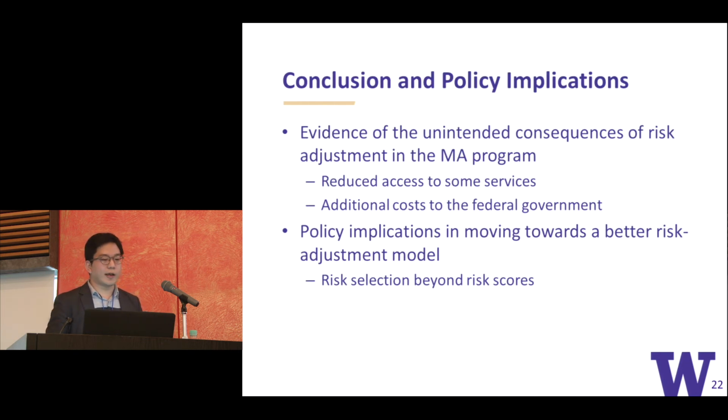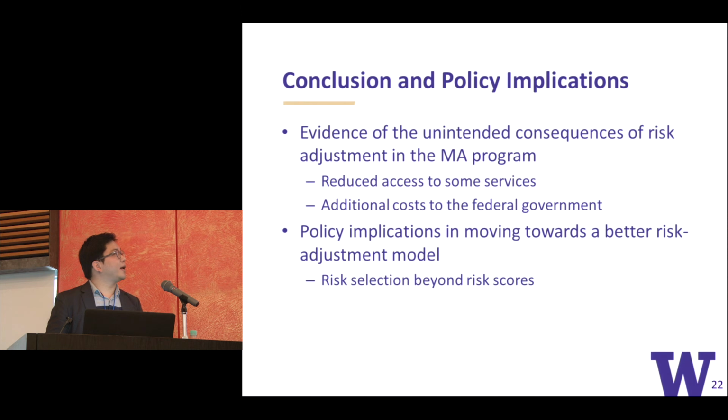And this study shows the evidence of the unintended consequences of risk adjustment in the Medicare Advantage program. And this resulted in two adverse impacts. First, it reduced access to some types of services, which may affect quality of care or quality of life later. And it also incurred additional costs to the federal government because MA plans could save costs by simply transferring unprofitable people to the FFS plans, which is directly operated by the federal government.